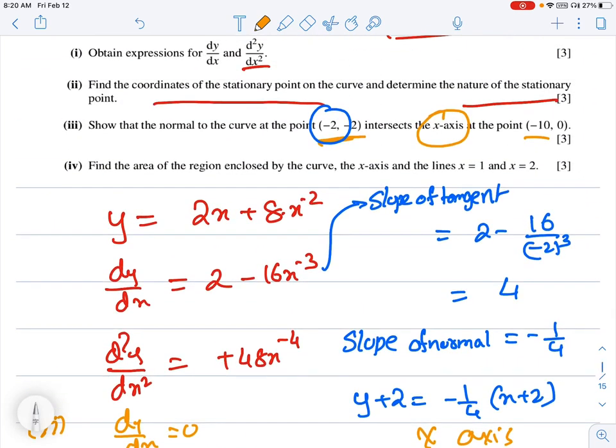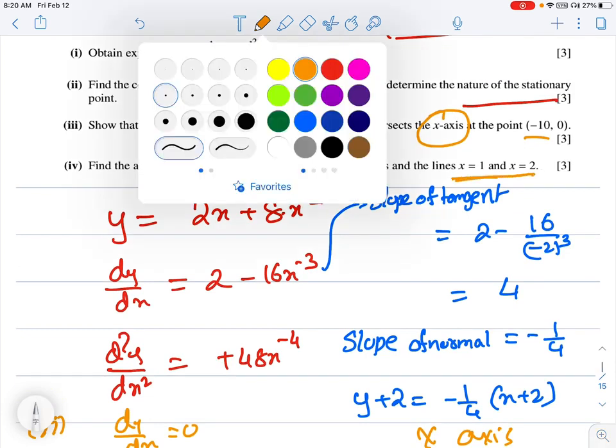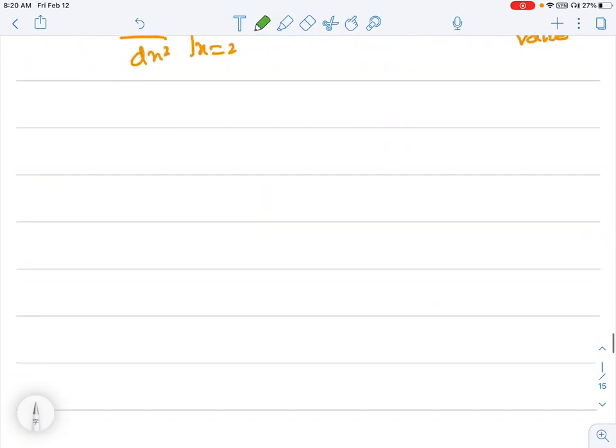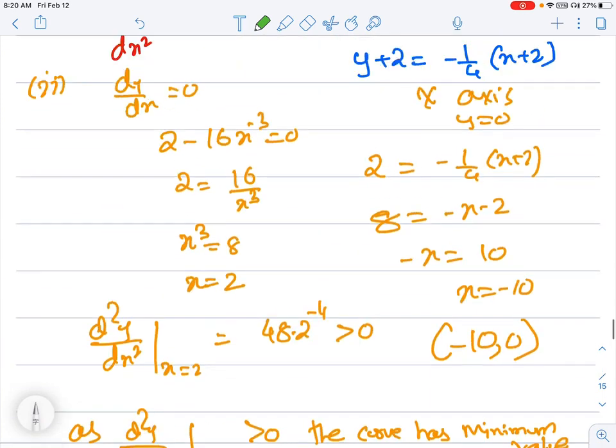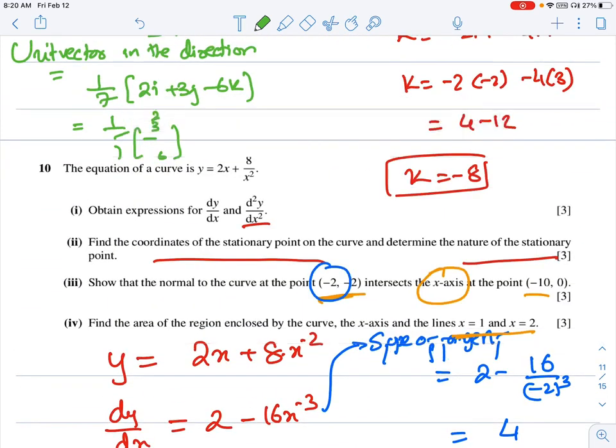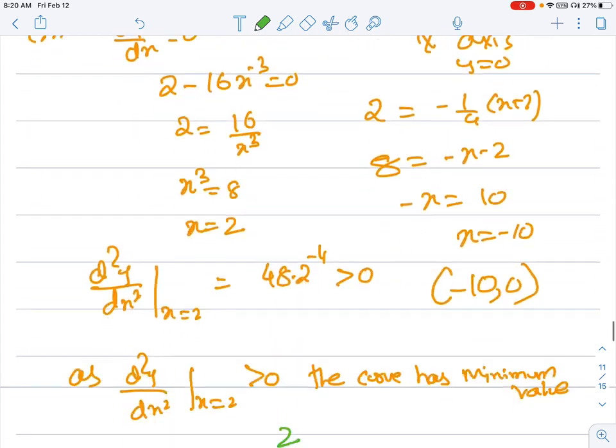Finally, find the area of the region enclosed by the curve between the lines x is equal to 1 and x is equal to 2. So whenever the area is being asked, I need to find the integration from x is equal to 1 to x is equal to 2 for the curve. What is the curve? 2x plus 8 upon x square.